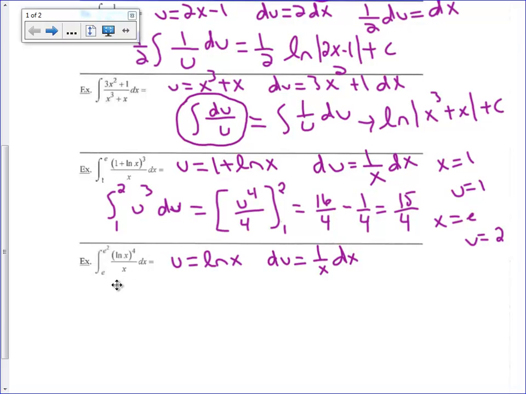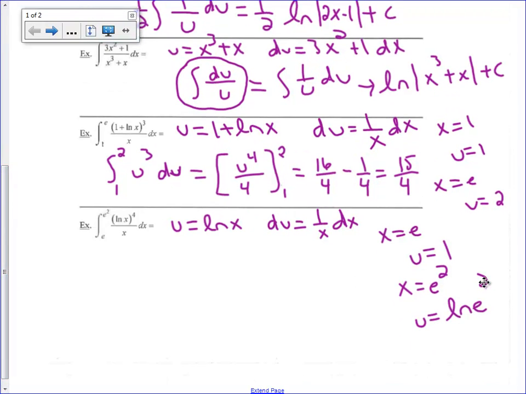So we're going to go ahead and continue to change our bounds. So when x equals e, u is going to equal the natural log of e, which we know is 1. And when x equals e squared, u is going to equal, I'm going to go ahead and write this one out, the natural log of e squared. The easiest way to do this problem is to bring the 2 down in front of the natural log. And the natural log of e is just 1, so the natural log of e squared works out to be 2. So u equals 2.